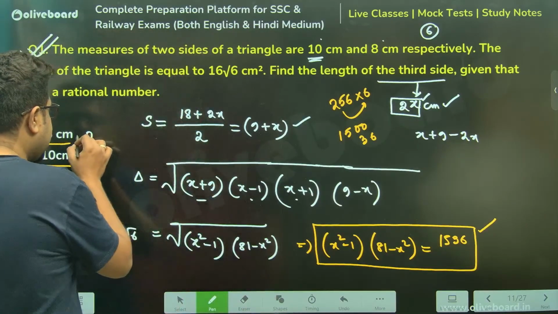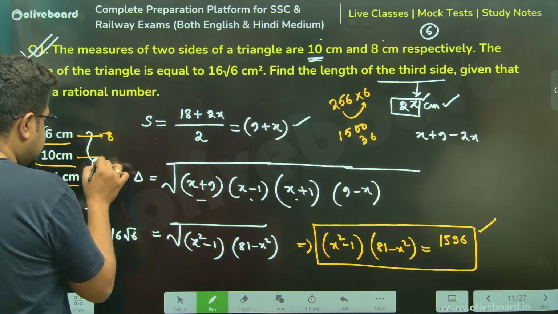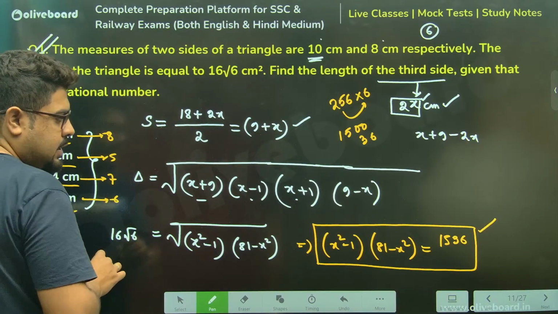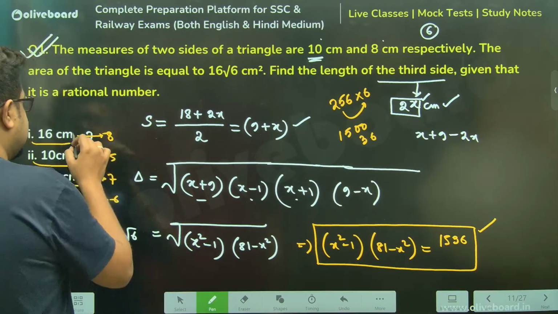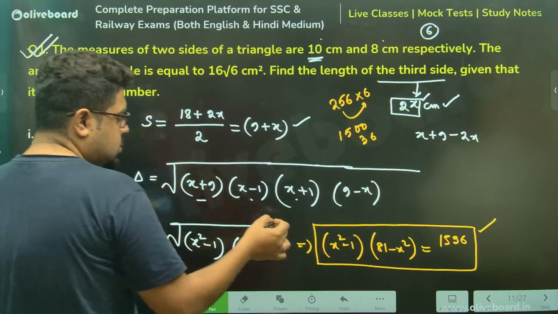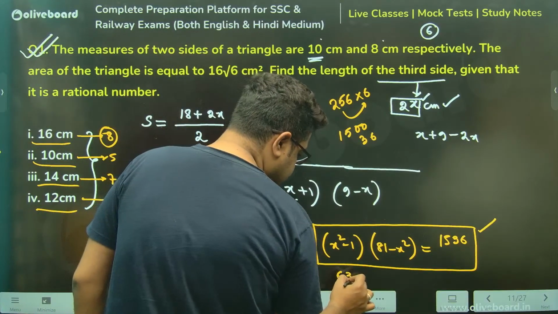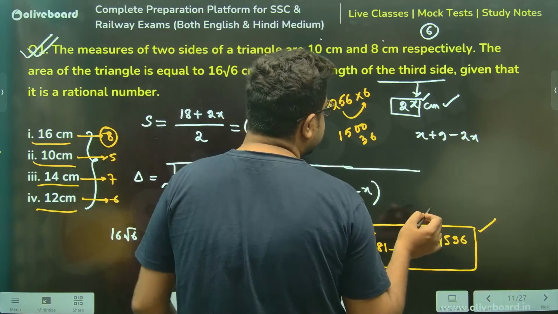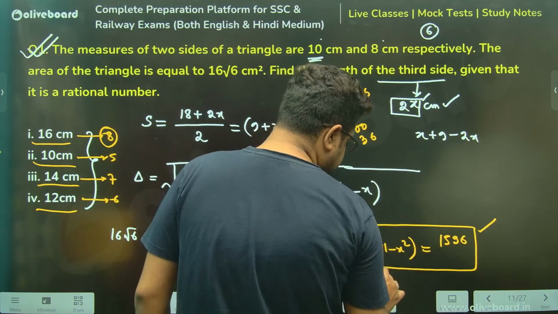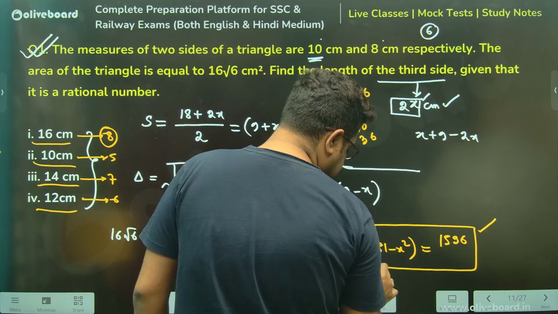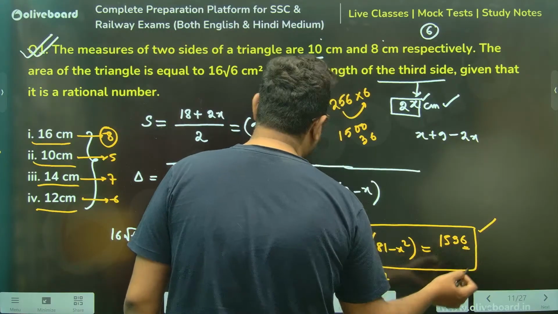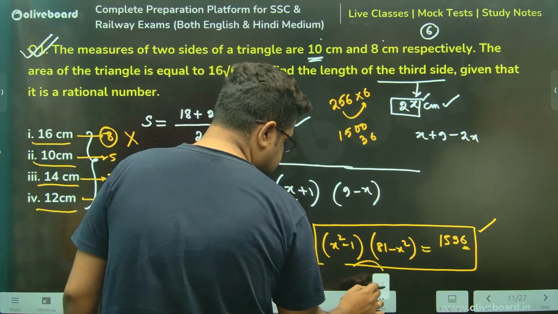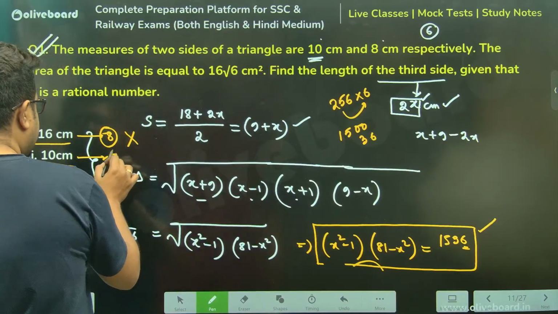So x from here will be 8. This is 5. This is 7. This is 6. Let's put the values. Sir, if I put 8, so this is 63 into 64, 81 and 64, meaning 145. So 3 sevens are 21. The unit digit is not matching. Cannot be.